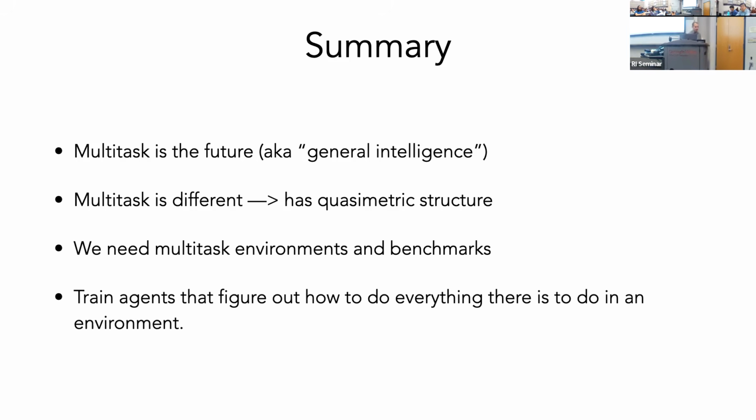Okay, and then I think rather than just imitate everything there is to imitate on the internet, another approach to getting closer to general intelligence is train agents that can be put in an environment, kind of figure out how to do everything interesting in that environment. We might need to define interesting, but that's another open problem.